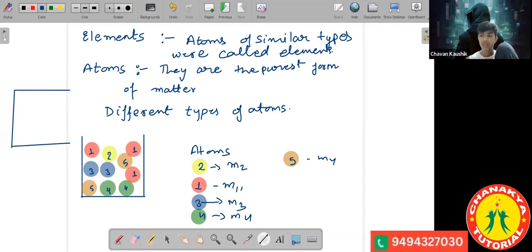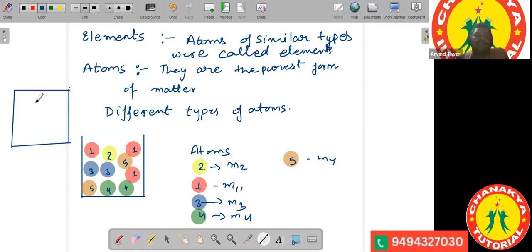Wait, sir, could you say the previous point again? Okay, see. What I call an element, let's say this one is your gold. I observe this complete metal. I have taken this sheet of metal. I call this the element gold. This is gold, the purest form. It contains a number of atoms of gold, too many atoms of gold. So a collection of atoms which are similar in their structure and properties are characterized as an element.